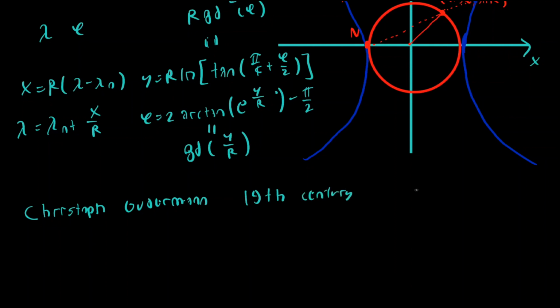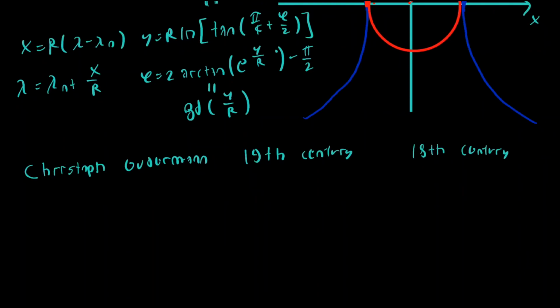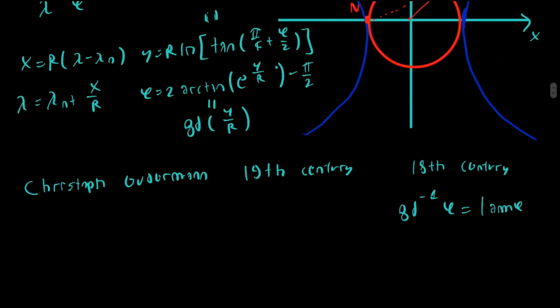However, the function was actually introduced by Lambert in the 18th century. The relation of Lambert to the work on the Gudermannian function is preserved by some notation that we still adopt nowadays. For example, the inverse Gudermannian function, GD to the minus 1 of phi, is sometimes denoted as lam of phi, or the Lambertian of phi. This said, let's prove the first identity.